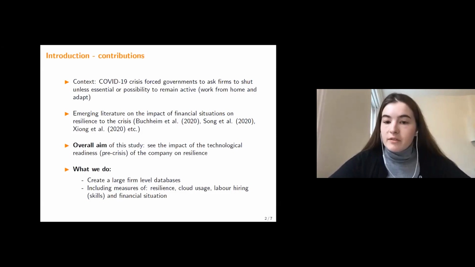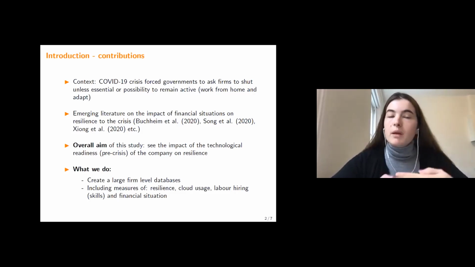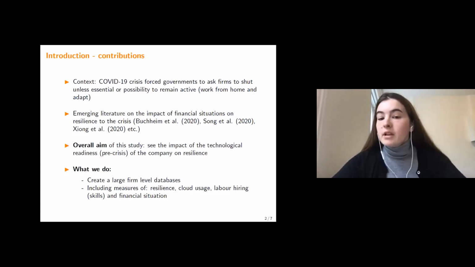We believe that the financial situation is certainly a channel that helps firms resist the crisis. But what we want to add is that potentially the technological readiness of firms pre-crisis also enabled them to resist this crisis and be more resilient. We don't want to say that the financial situation was not a factor, but we want to add to that and look at which was more important. Was it just the money situation or more the technological readiness?